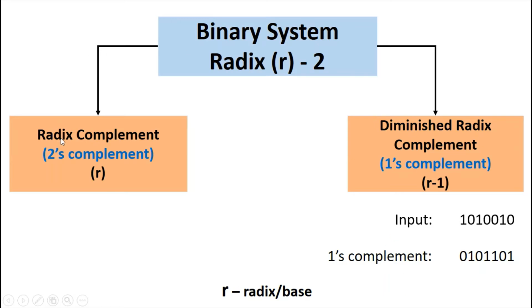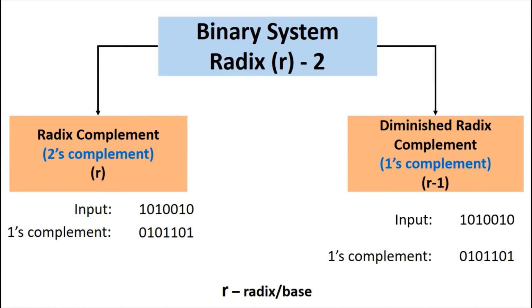Now the radix complement of any number in any number system can be obtained by first getting the diminished radix complement and then adding 1. Let us assume that the input number remains the same, that is 1 0 1 0 0 1 0. In order to get the radix complement, we first get the diminished radix complement of the number, which we have already calculated, so we just copy that one, and then we simply add 1. In that way we will get the radix complement.